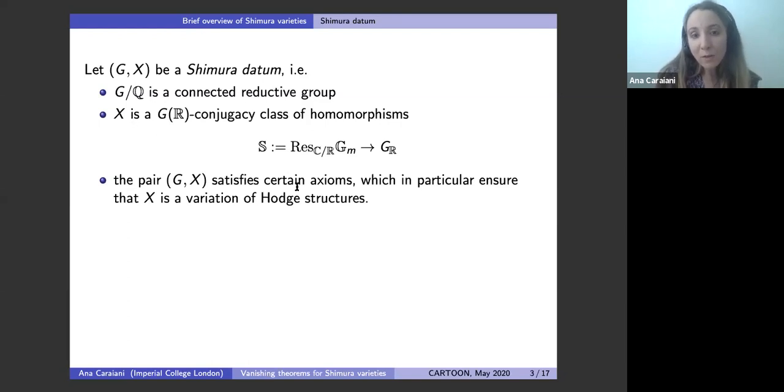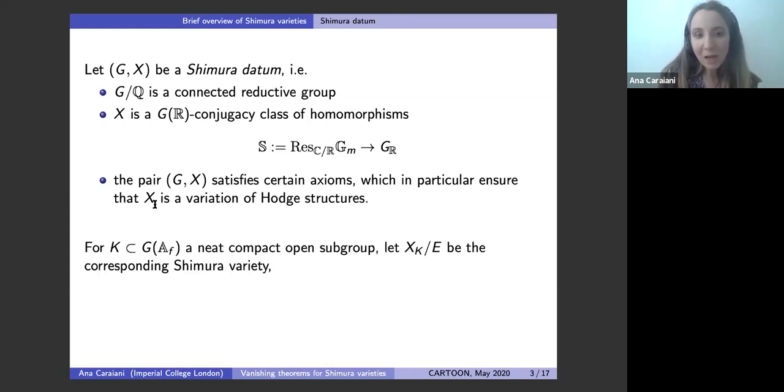And then one of the key things that these axioms ensure is that you can really view X not just as pointwise giving rise to Hodge structures, but X itself is a variation of Hodge structures, which is a technical notion that in particular means that the Hodge filtration associated with the Hodge structure varies holomorphically. So anyway, you start with a group over Q, and you also have this X, which is a variation of Hodge structures. And then you also choose some level K that you can view as some compact open subgroup in the finite adelic points of the group. And this needs to be sufficiently small, and there's a technical condition that's called neat that guarantees that.